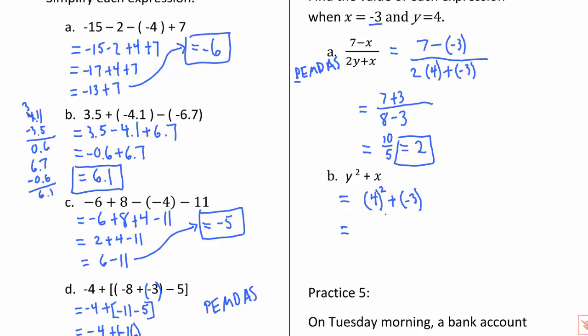And then we evaluate this. Parentheses, well, there are some, but there's nothing to do. Exponents, well, there is an exponent, which means we need to evaluate it. 4 squared is just 4 times 4, which is 16. Now, plus and negative just means minus, so that just means 16 minus 3. And 16 minus 3 is 13. There you go. This is how you evaluate expressions.